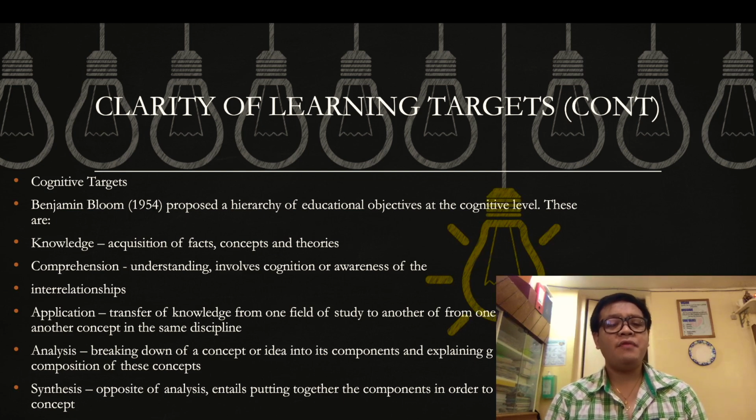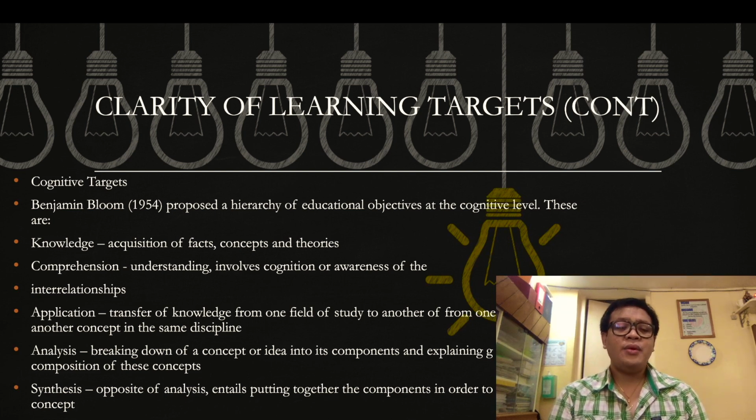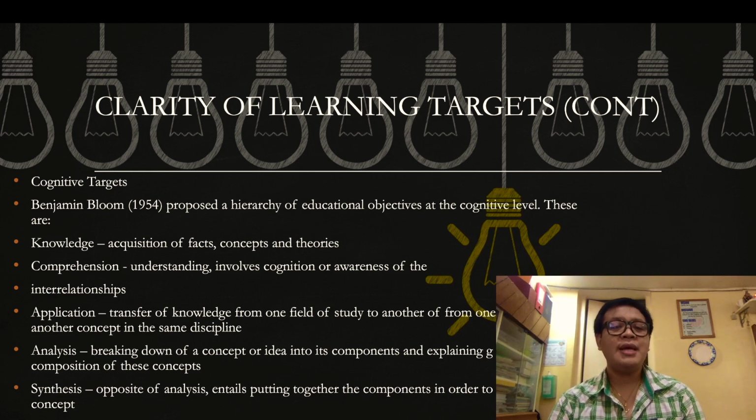Bloom of 1954 proposed a hierarchy of educational objectives at the cognitive level. And these are as follows. Number one, knowledge. When you talk about knowledge, it's more into acquisition of facts, concepts, and theories that we are learning. Comprehension is more into understanding. This involves cognitive awareness of the interrelationship among the different processes.